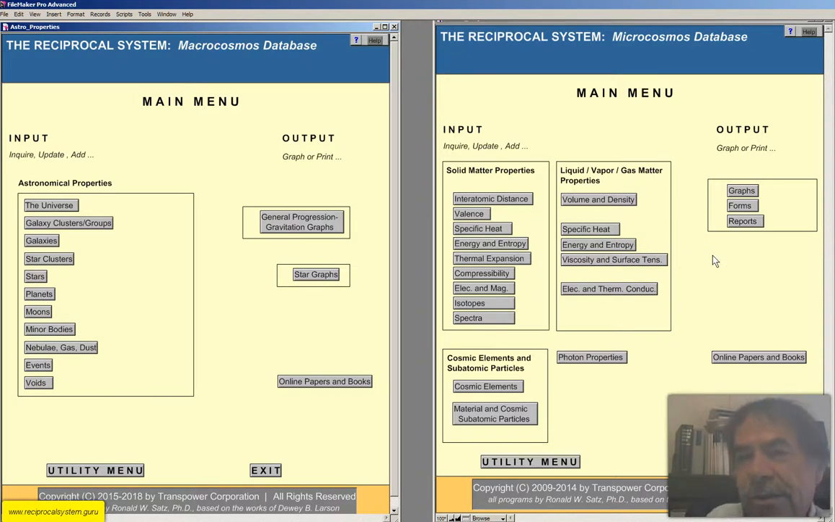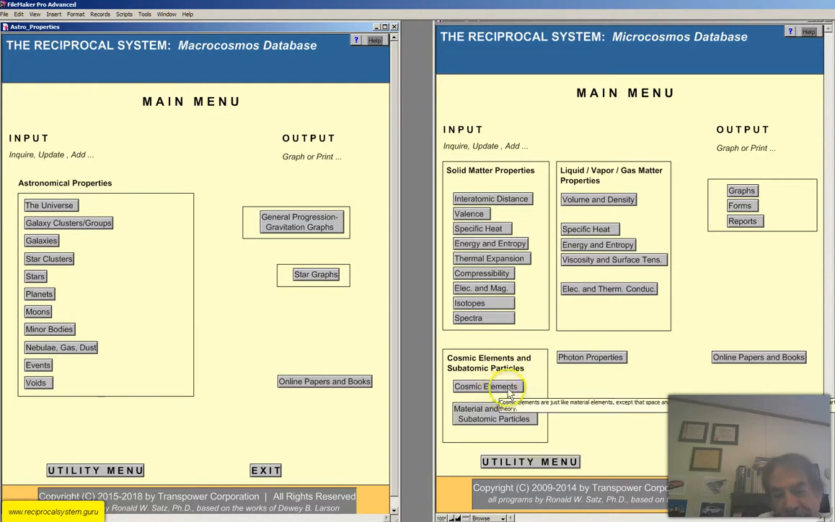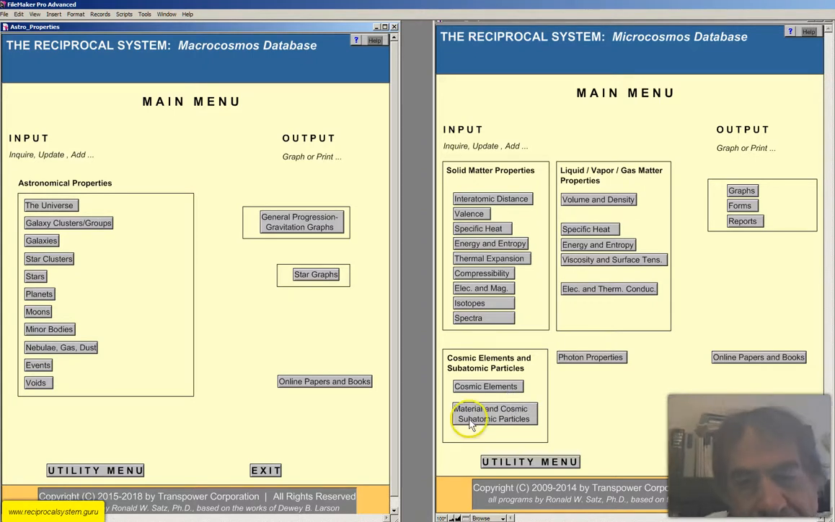Over on this side, you can see the Reciprocal System Microcosmos database menu. Covers solid matter properties, including interatomic distance, valence, specific heat, energy and entropy, thermal expansion, compressibility, electricity, electrical and magnetic properties, isotopes and spectra, liquid vapor and gas matter properties, volume and density, specific heat, energy and entropy, viscosity and surface tension, and electrical and thermal conductivity. Covers cosmic elements and subatomic particles, cosmic elements which are inverse to our elements, and therefore they are the mesons, according to conventional theory. And it covers material and cosmic subatomic particles, and of course we have photon properties. This also has a great graphing package.